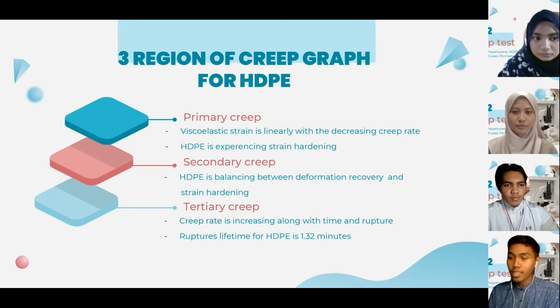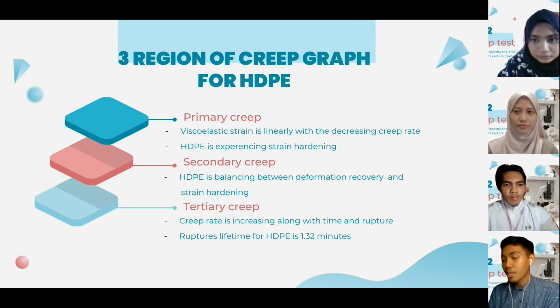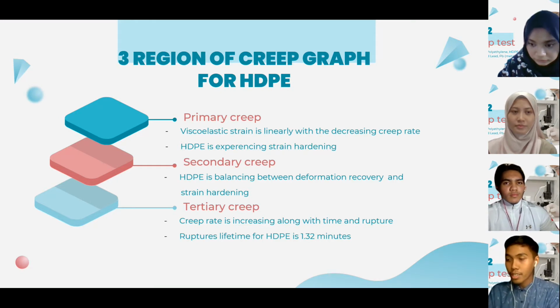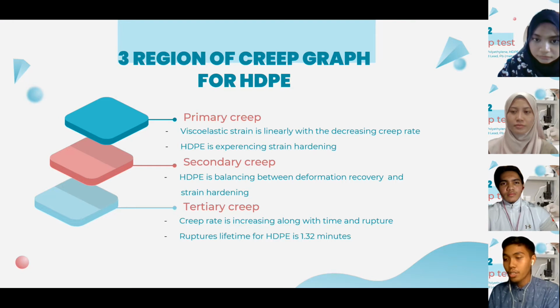Then it moves to the second stage of steady state creep up to 1.167 minutes, where the specimen is balancing between the recovery of its deformation and strain hardening, shown by the constant creep rate during the secondary stage. The plastic subsequently moves to the final stage where the creep rate is increasing along with time, and rupture eventually occurs.